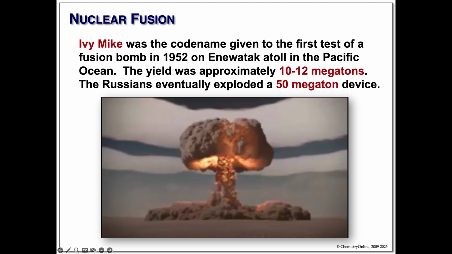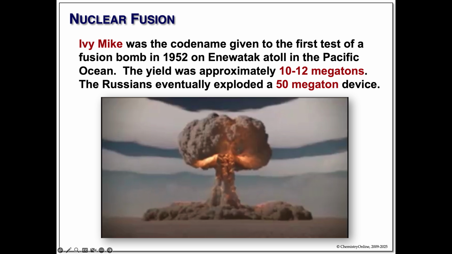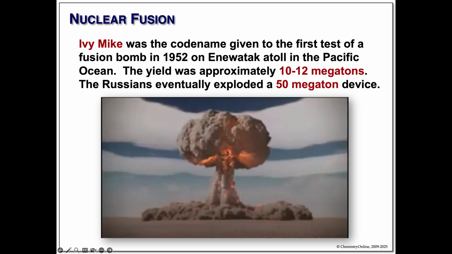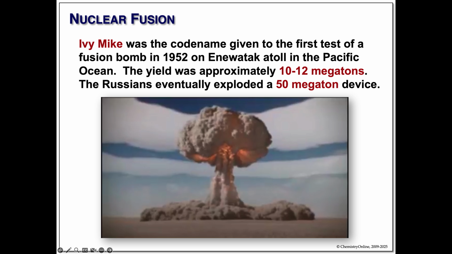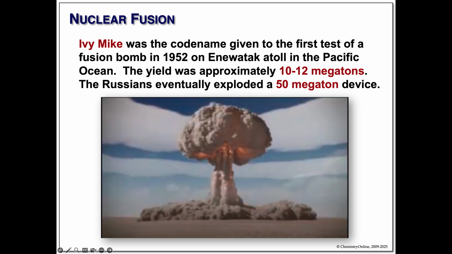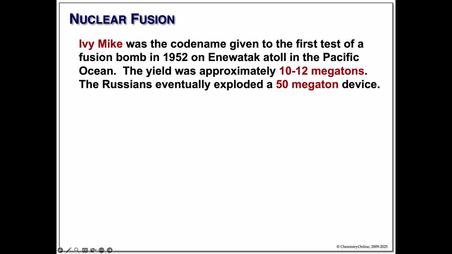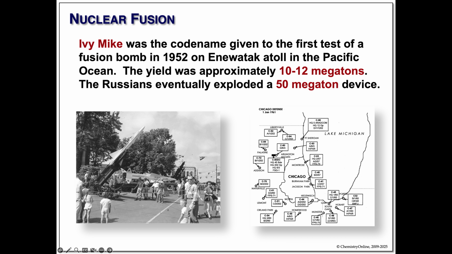Now you might want to ask, why in the world would you need a 50 megaton bomb? Well, it turns out that building the bomb in those days was doable, but the guidance systems were so bad that you needed a big bomb and just get it close to where you think it is.